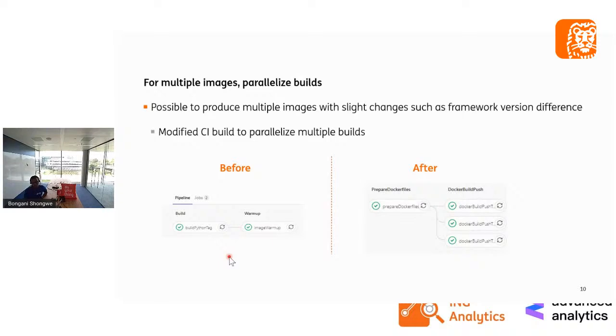So what we ended up doing was we modified our GitLab CI/CD to build multiple images at a single stage. So we have a before here, and this is how it looked before. And after we made the changes, now we're producing all the images here, and we even added a third image.